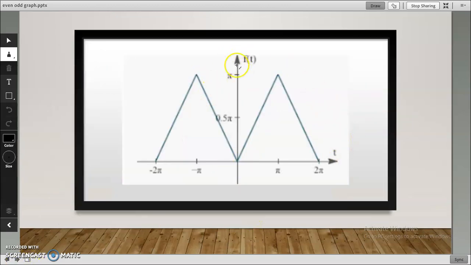Here, I'm not going to do the formula because I can clearly see this is exactly the same on both sides. So this is even if I fold it hot dog style.